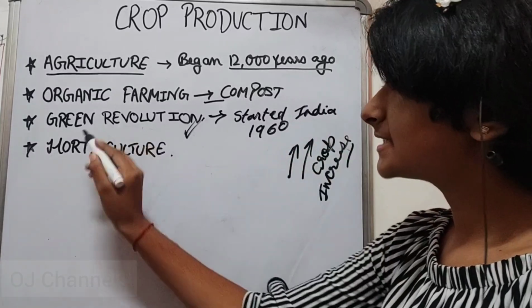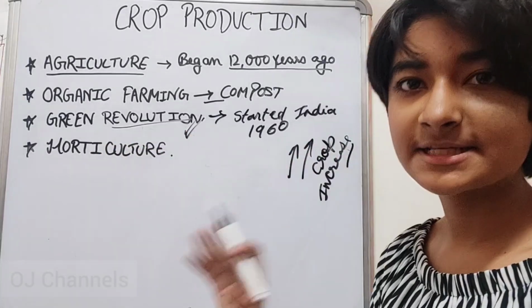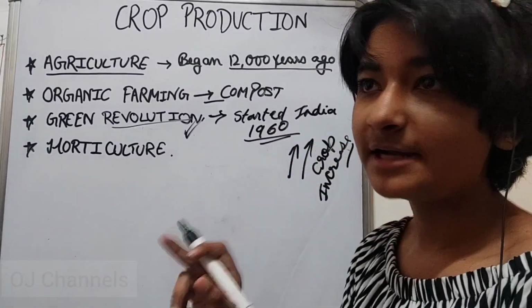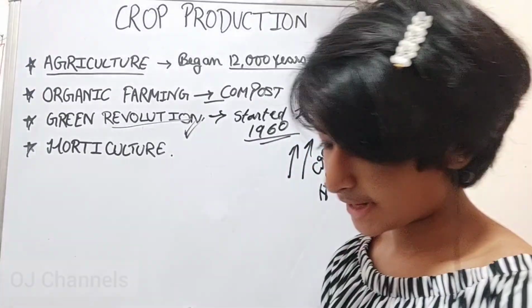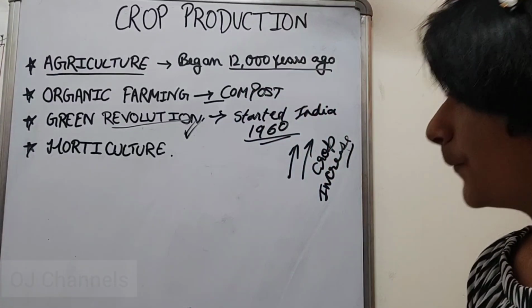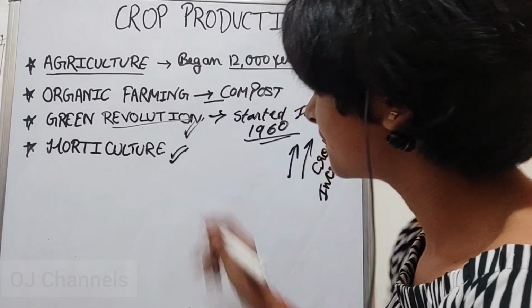And this definition of green revolution comes in our exam. So just remember the date. It started in India in 1960. Green revolution is also known as agricultural revolution. Okay, so here it is horticulture.